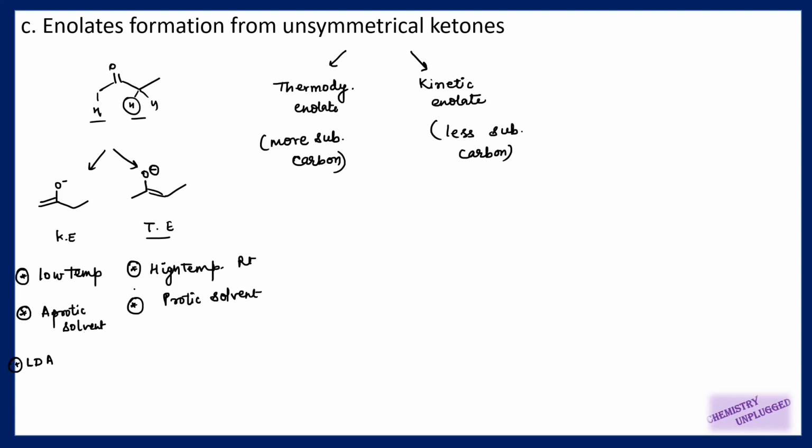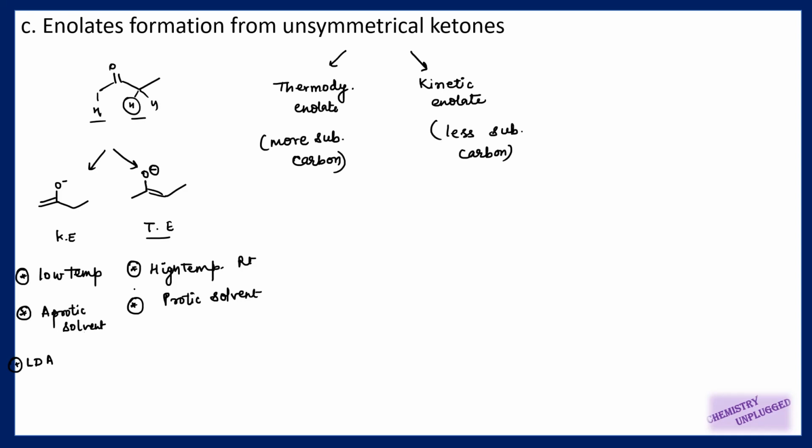Suppose if you are using trimethylsilyl chloride, it will give you preferentially thermodynamic enolates, and if you are using LDA, it will give you kinetic enolates. If you are using boron compounds, then you will get thermodynamic enolates. So we will see how we can form different types of enolates in later examples.